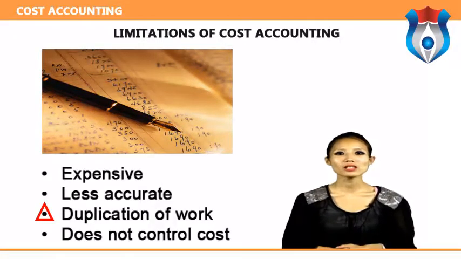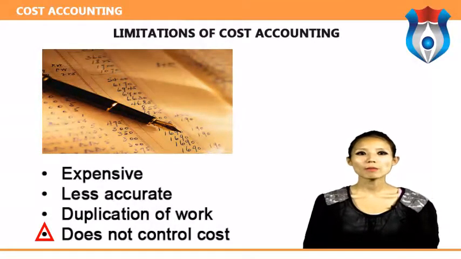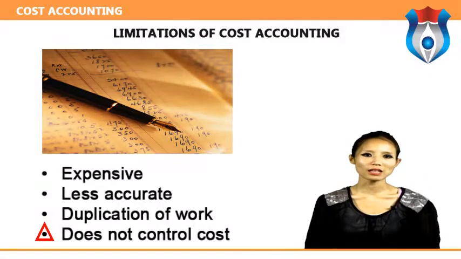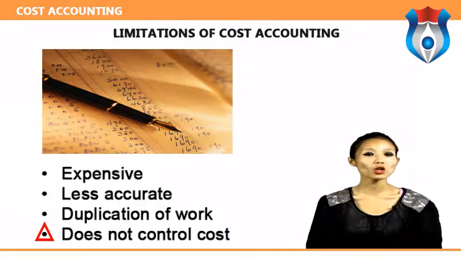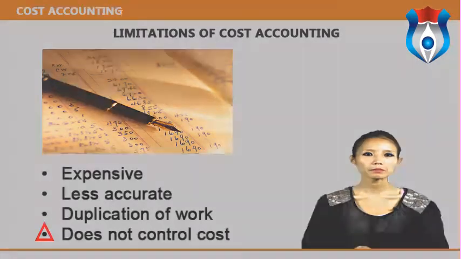Some industrial units are functioning efficiently without any costing system. Costing system itself does not control costs. If the management is alert and efficient, it can control costs without the help of the cost accounting. Therefore, it is unnecessary.